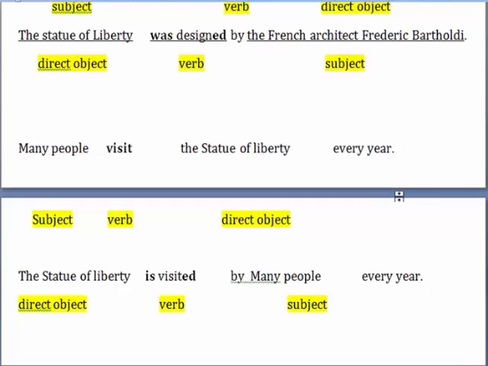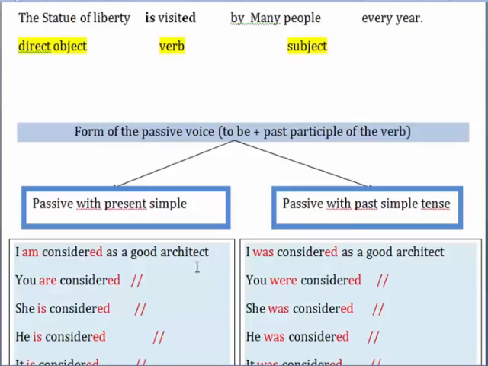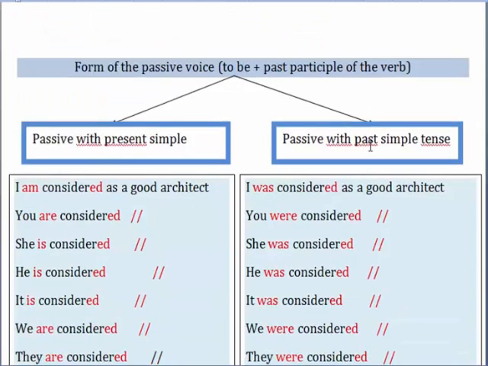So every year or in 1983, these time markers will be put at the end of the sentence or at the beginning of the sentence. Never put them here in the middle of the sentence. So what is the form of the passive voice? It's to be plus the past participle of the verb.